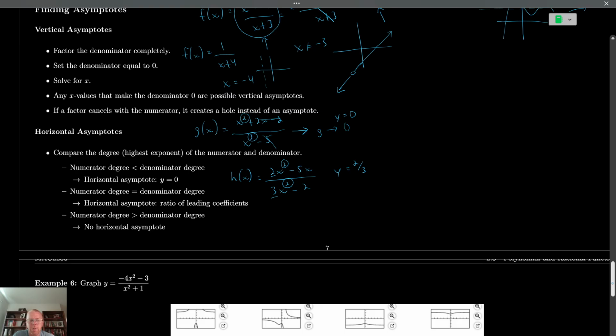Last, if the numerator degree is greater than the denominator degree, then there is no horizontal asymptote. Let's look at this example. f(x) is, say, (4x⁵ - 9x² + 7)/(x² - 2). Here the degree on top is 5 and the degree on the bottom is 2. As x gets larger and larger, x to the 5th, a big number raised to the 5th power, is going to be much, much larger than a big number squared. So here there's no horizontal asymptote, because this is just going to go off to infinity.